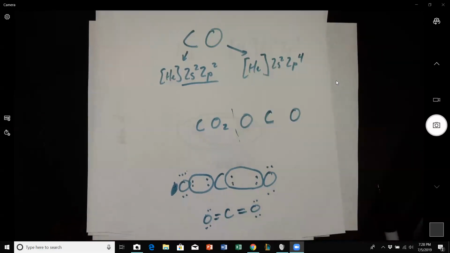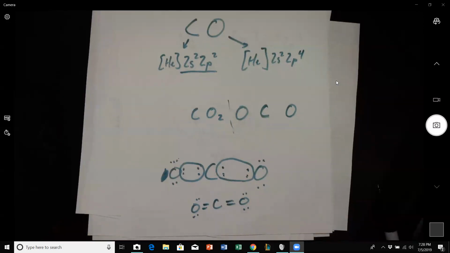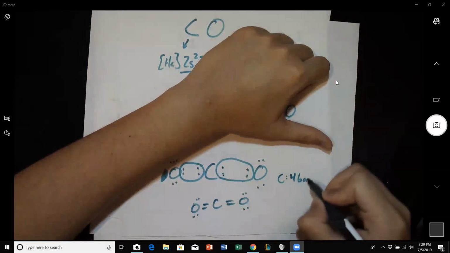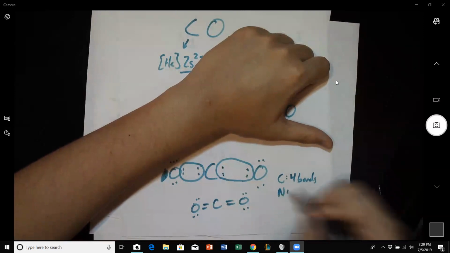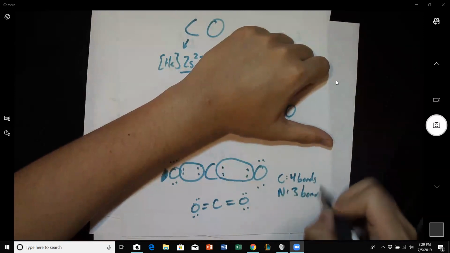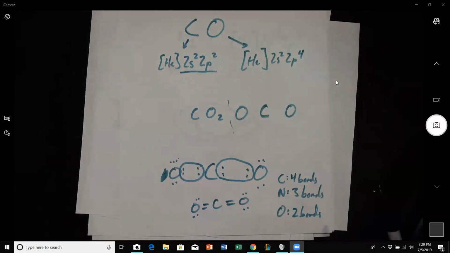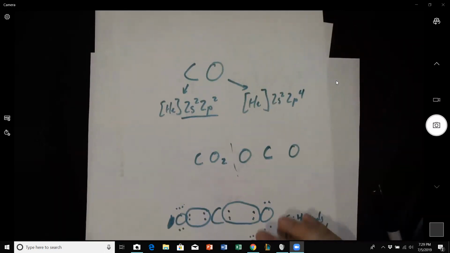One thing I want you to notice from the previous exercises is that carbon tends to form 4 bonds. Nitrogen usually likes to form 3 bonds. And then oxygen usually forms 2 bonds. There are, of course, exceptions to this, however. And carbon monoxide is one of those exceptions.